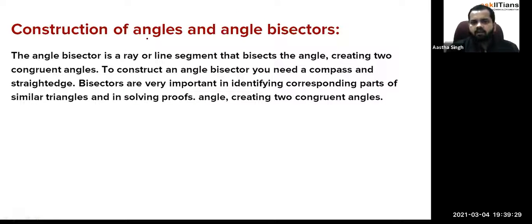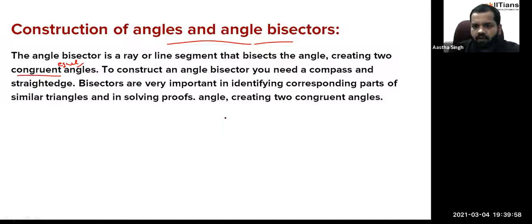Now we are discussing construction of angles and angle bisectors. The angle bisector is a ray or line segment that bisects the angle, creating two congruent angles, meaning equal angles. For an angle bisector, you need a compass and a straight edge. Bisectors are very important. So basically, how will you create an angle bisector?